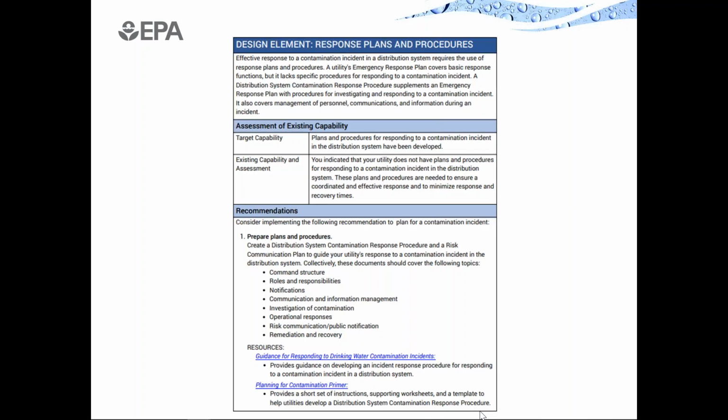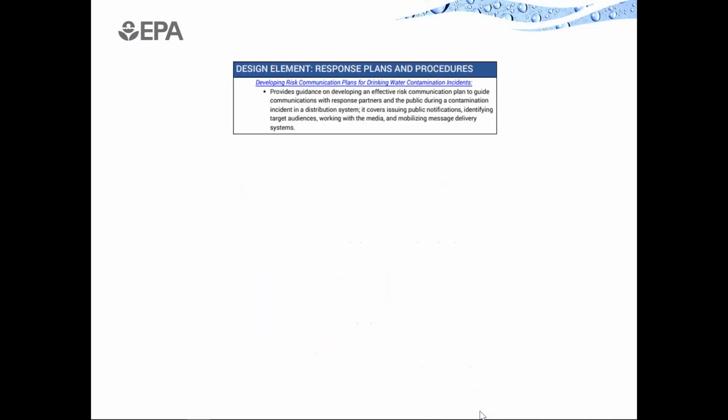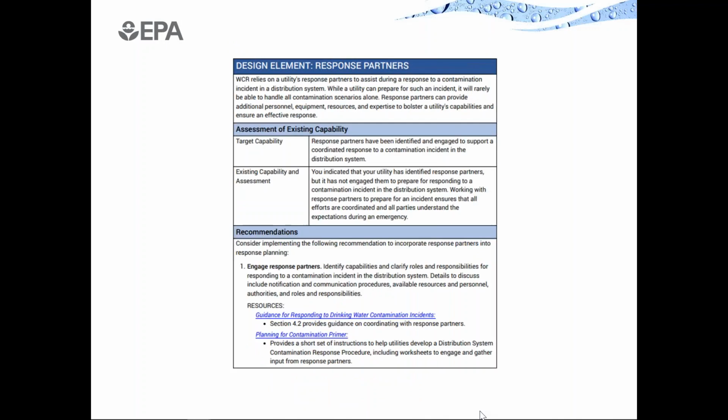So for this recommendation, we have 3 potential resources. First, guidance for responding to drinking water contamination incidents. Second is planning for a contamination primer. And then third is developing risk communication plans for drinking water contamination incidents. And each resource has a description that describes how the resource can be used. So that's it. That's the table for the first design element.